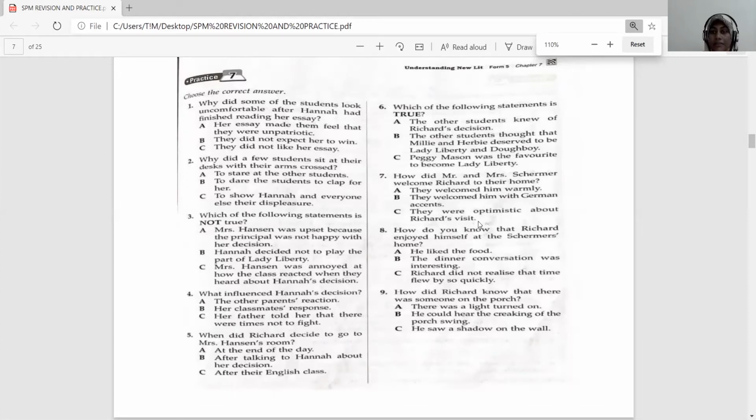Number nine. The last one. How did Richard know that there was someone on the porch? Yes, it's B actually. He could hear the creaking of the porch swing. Alright, very good. Good try.